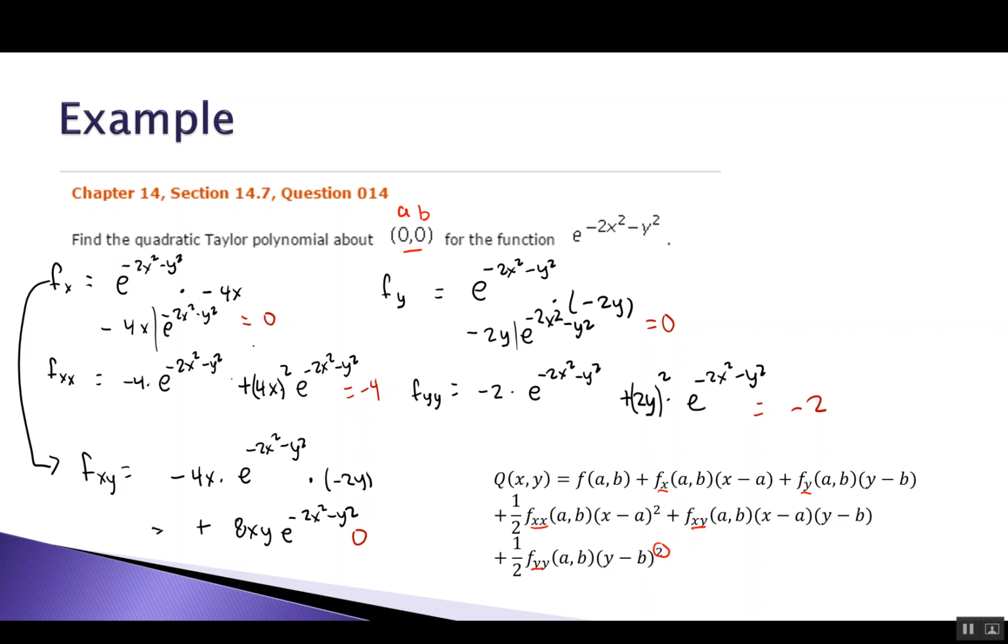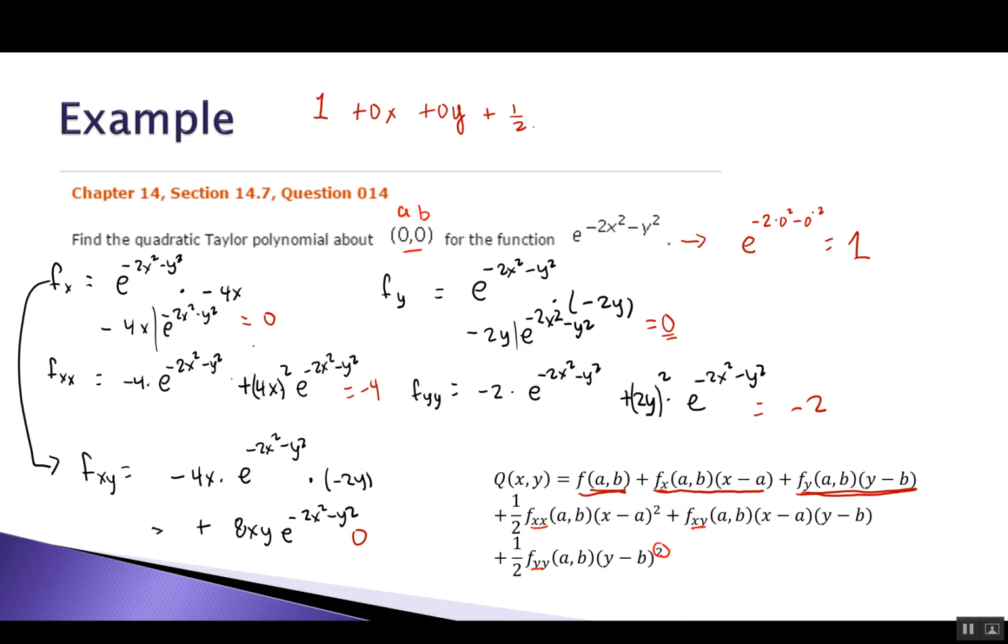So now I can begin to evaluate this. Okay? I need the function evaluated at the point. Oh, let me go ahead and do that too. That's a 1. Plus the first partial times x minus 0, because my a is a 0. Well, the first partial is a 0, so I have a 0x. Plus the first partial at y evaluated at y minus 0. That was a 0.